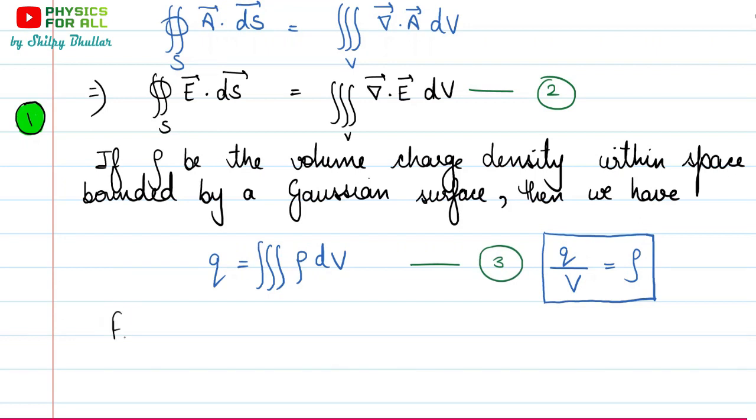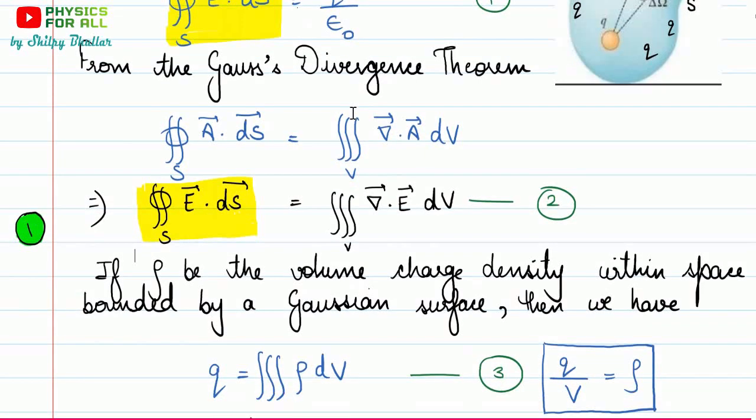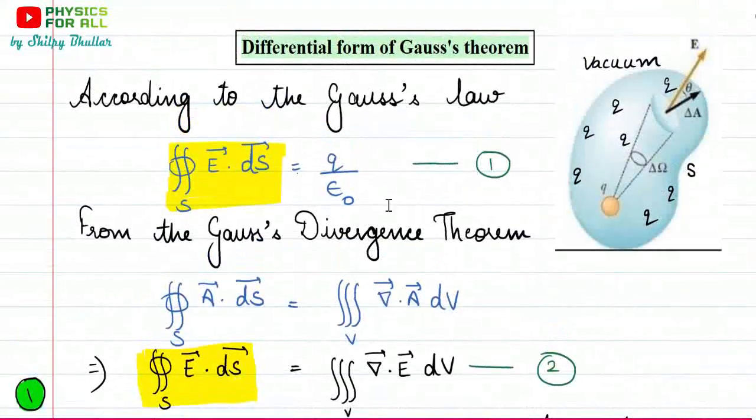Now if I use these equations 1, 2, and 3, you can see that in equation 1 and equation 2, this particular portion is common. Here you can see that, right? So E dot dS is common in both equations 1 and 2. So we are left with this del dot E dV and Q by epsilon naught. We have written del dot E dV is equal to Q by epsilon naught from equation 1 and equation 2. And you can see how, because E dot dS is common.